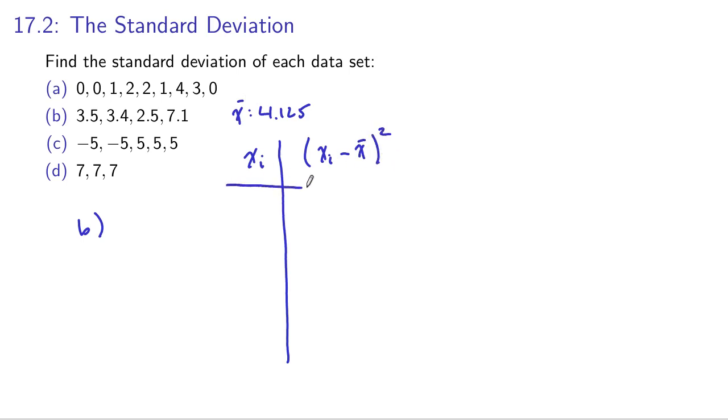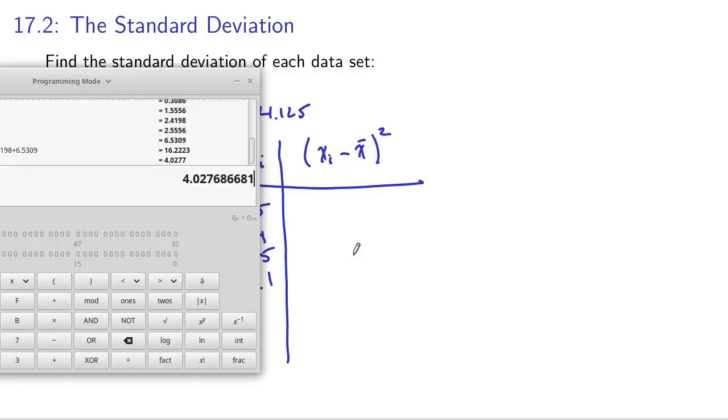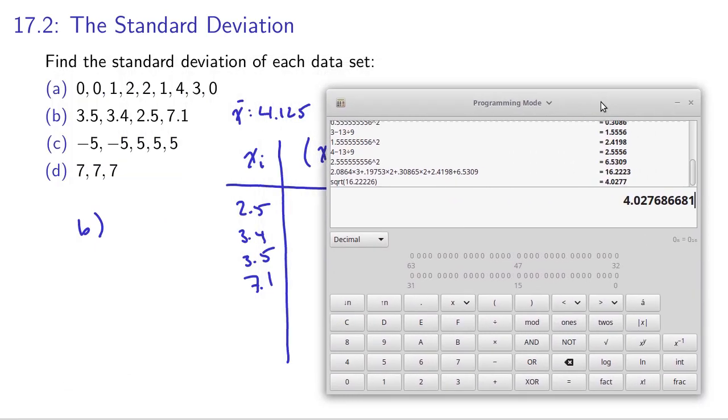So our squared deviations from the mean and our x sub i, we had 2.5, 3.4, 3.5, 7.1. So 2.5 minus 4.125 squared is 2.641.